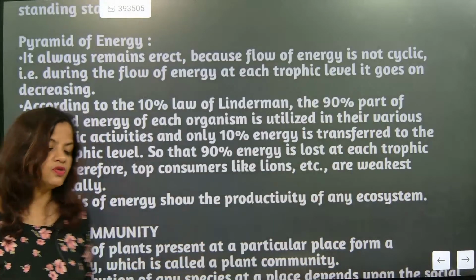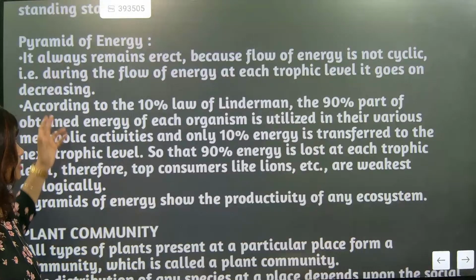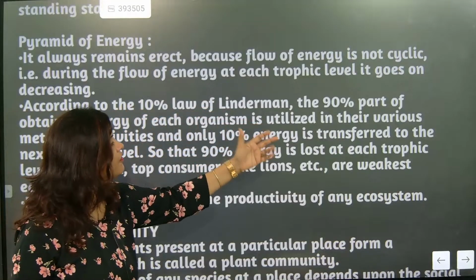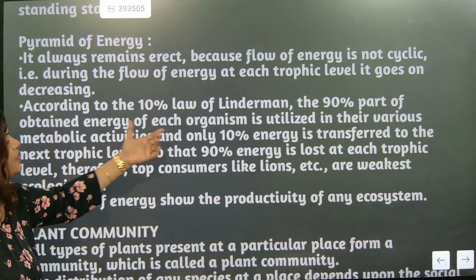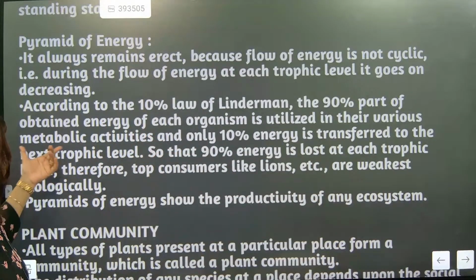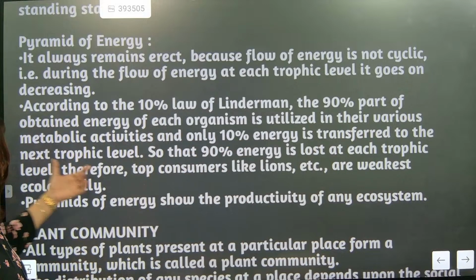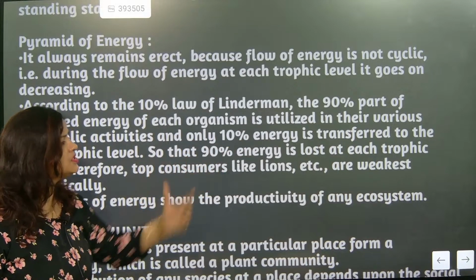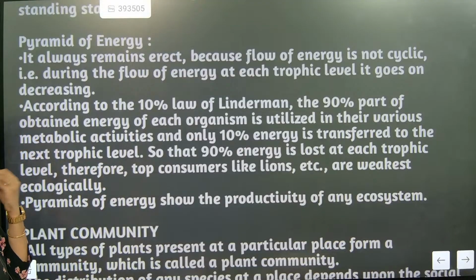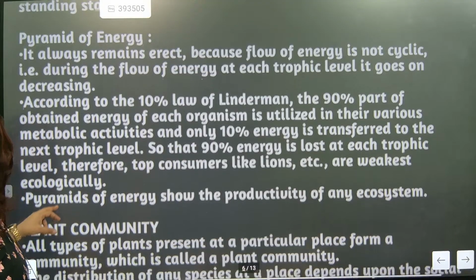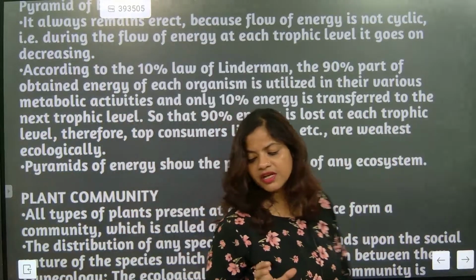Pyramid of energy, because you are answering very well. Pyramid of energy, what is the meaning of pyramid of energy? According to the 10% law of Lindemann, 90% of the energy obtained by each organism is utilized in their various metabolic activities and only 10% of the energy is transferred to the next trophic level, so 90% of the energy is lost at each trophic level. Therefore, top consumers like lions, etc. are the weakest ecologically. So 100%, beta. Others are exactly the weakest ecologically.